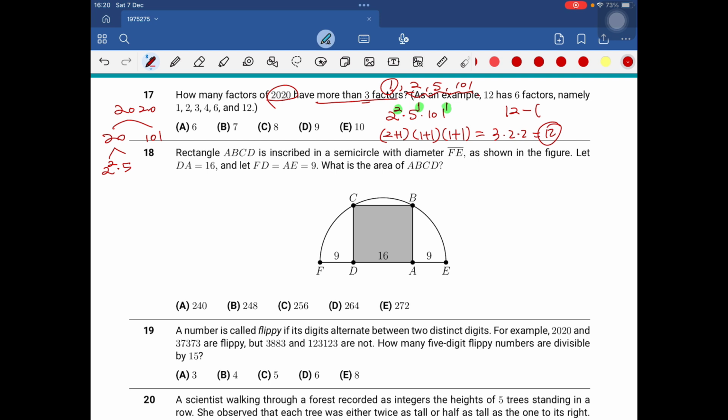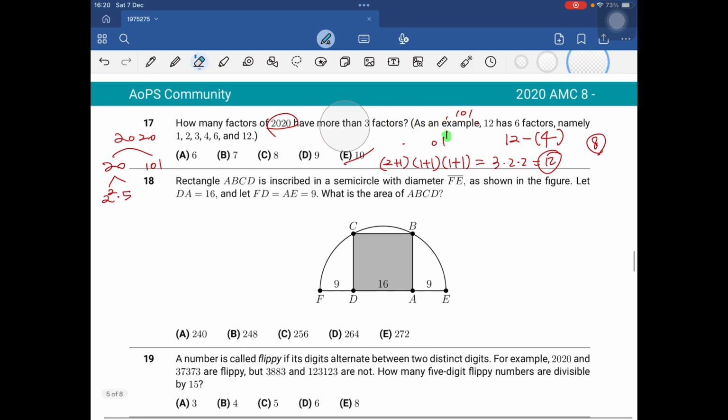I didn't know that. So anyway, let's take out 4 first. Now we can start from 8. So we can remove 9 and 10. So more than 3 factors.